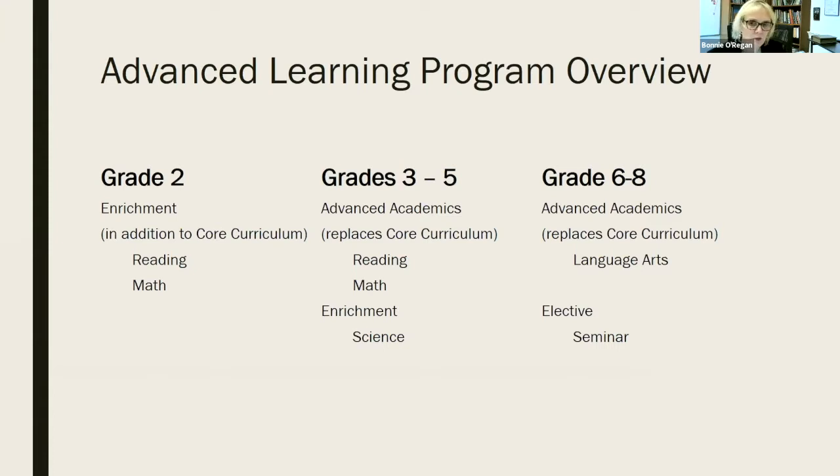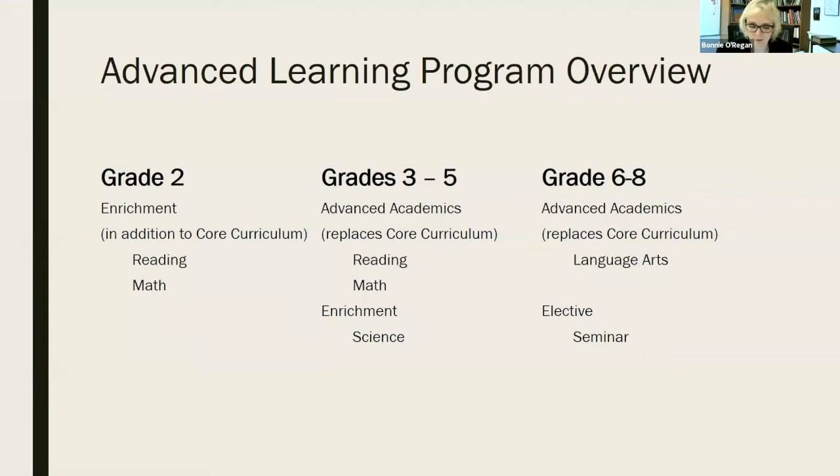In grades 3 through 5, we use advanced academics, where we replace the core curriculum for reading or math, and we also offer enrichment in science. In grades 6 through 8, we have advanced academics. The ALP program oversees the ALP language arts part, but there is also advanced academics in the middle school in the form of 3 different levels of math, 2 levels of science, 2 levels of foreign language.